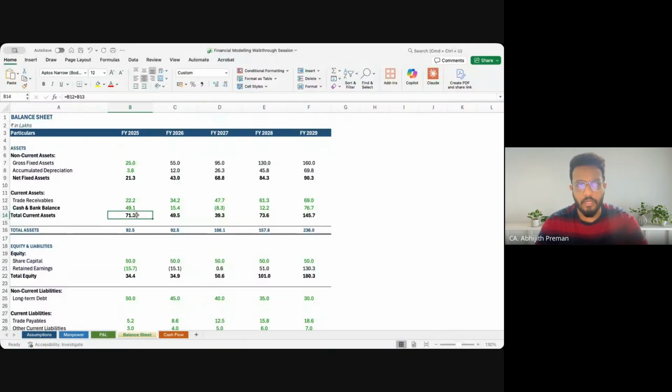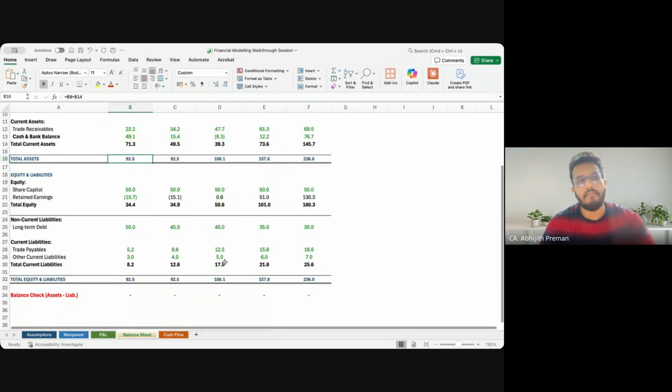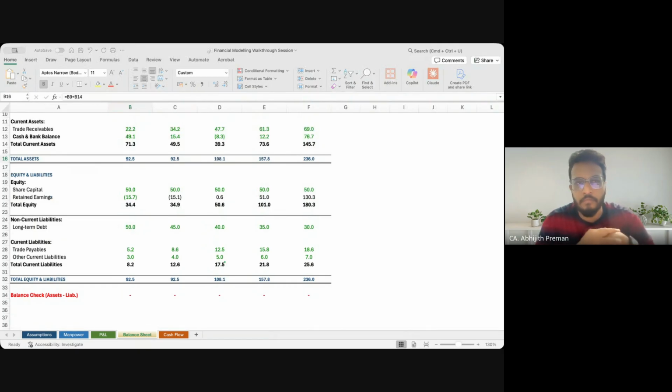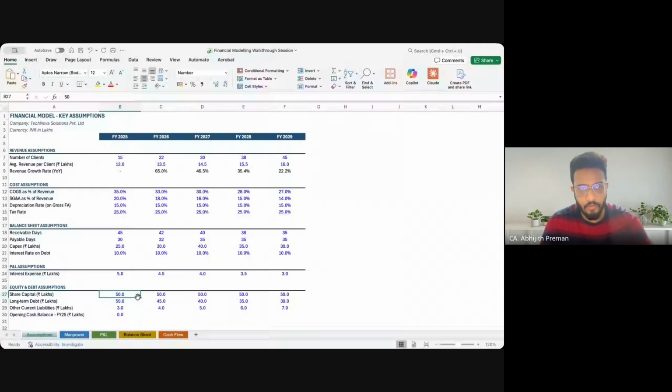Then we have the total current assets: trade receivable plus cash and bank balance, 71.3, 49.5. Total assets would be 92.5, which is 21.3 plus 71.3. There is a decimal difference, that's why 3 plus 3 is coming as 5 here. So we have 92.5 for all years. Then we have the equity and liabilities towards the bottom. Share capital, like I've told in the assumption sheet, we have assumed to be 50 lakhs. So if you see here, it's 50 lakhs.